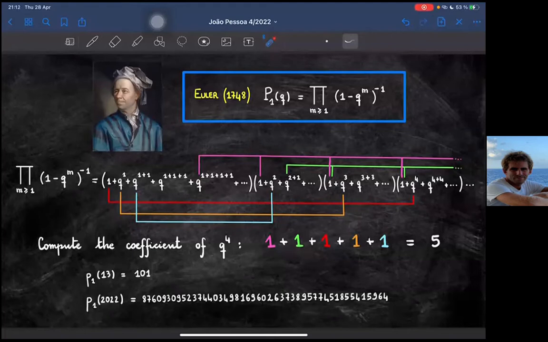And now that you have the formula and you believe it, you can just look at the right-hand side and extract the coefficient you're interested in. So if you do it for 13, you find 101. If you do it for 2022, you get this. And so I encourage you not to try and do this by hand, of course.